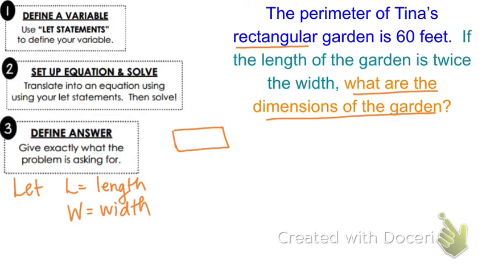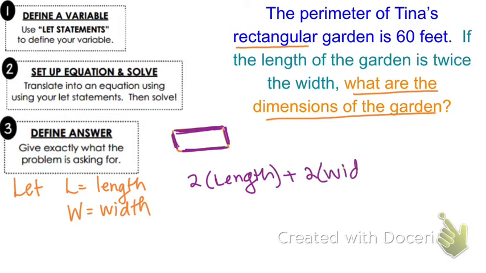So this is telling us about the perimeter. So remember, perimeter is just kind of going around. You're adding your length plus your width plus your length plus your width. Or you can simplify that by thinking of it as two lengths. So we're going to take 2 times the length, and we're going to add 2 times the width, and that's going to give us the perimeter.